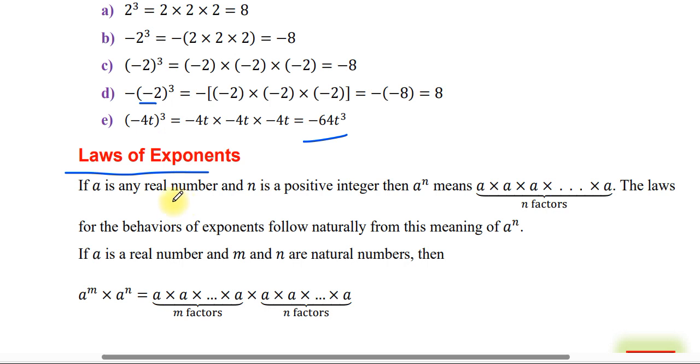If a is any real number, and n is a positive integer, then a the power of n, any real number to the power of an integer, where that integer is positive, means a times a times a times a, n factors, which we know. The laws for the behavior of exponents follow naturally from this meaning of a the power of n.